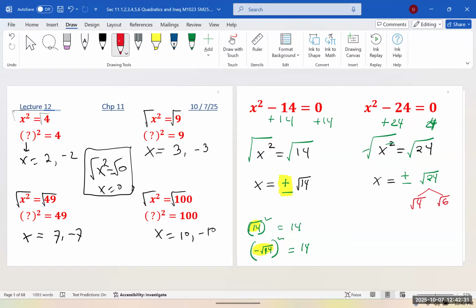We have to reduce. If your radical is reducible, you must reduce. So square root of 4 gives you 2. So you have x equals plus minus 2 square root of 6. And this plus minus means there are two answers. One is positive 2 square root of 6, and one is negative 2 square root of 6. We are lazy, so we put them together as a plus minus symbol. Any questions so far?